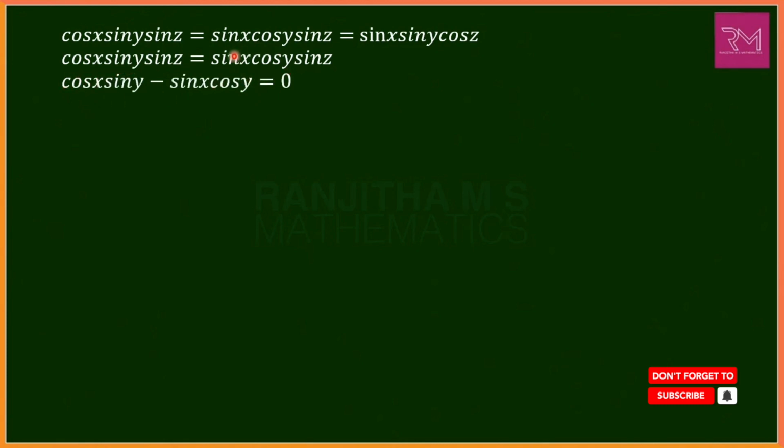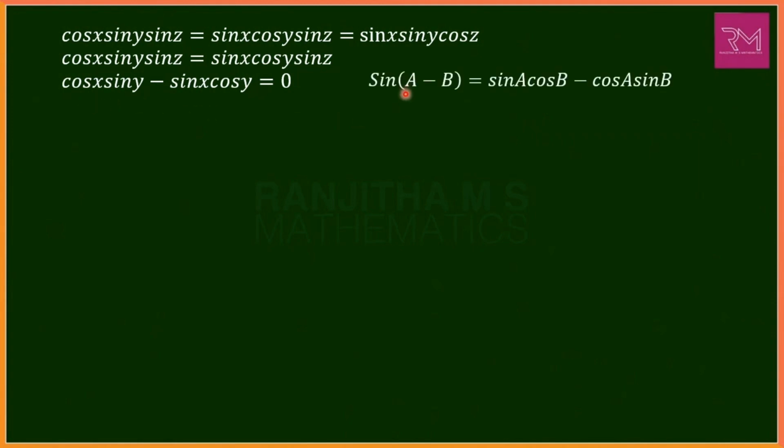If we take sin x cos y to the left hand side, that becomes cos x sin y minus sin x cos y equal to 0. Here we have to note that this is of the form sin of a minus b. We know that sin of a minus b is sin a cos b minus cos a sin b. Here also same form, where a is y and b is x, hence we can write it as sin of y minus x equal to 0, which implies y minus x is equal to sin inverse 0. We know that sin value becomes 0 at 0 degrees. Hence y minus x is equal to 0, so y is equal to x.